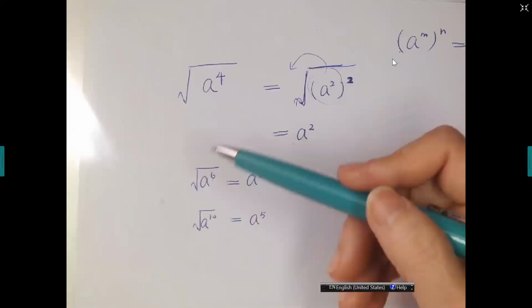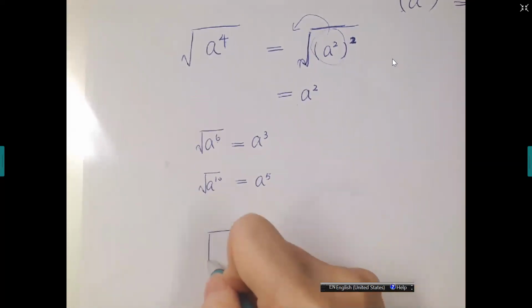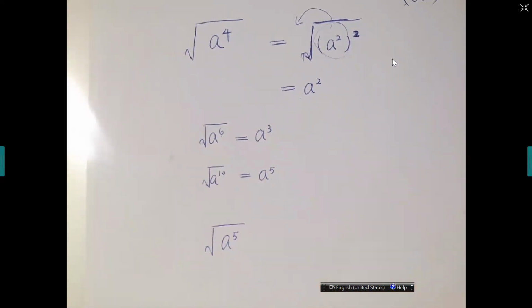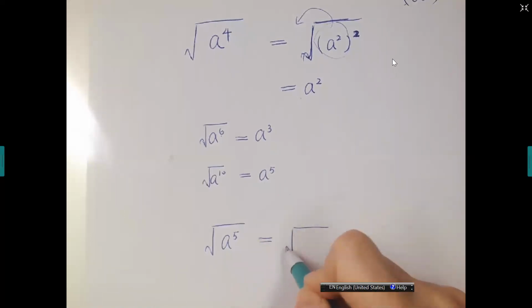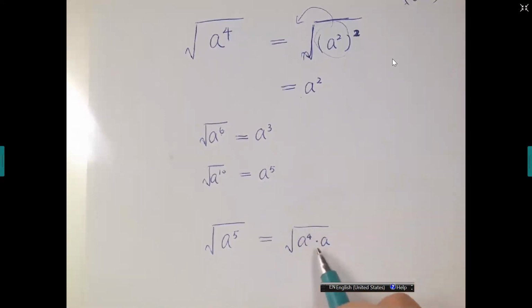If we have an odd number, you must ask me, Professor, what if I have a to the 5th? 5 is not an even number. That means we cannot do anything with it? The answer is no. We still can do something. Why? Because a to the 5th can always be written as a to the 4th times a. So we just write one base out, so a, and then times what?